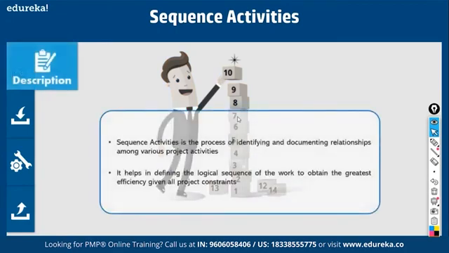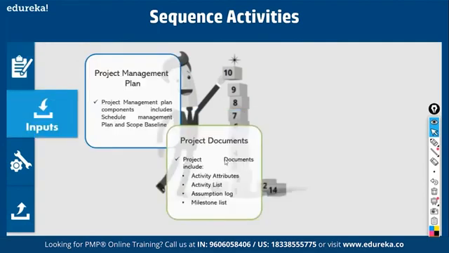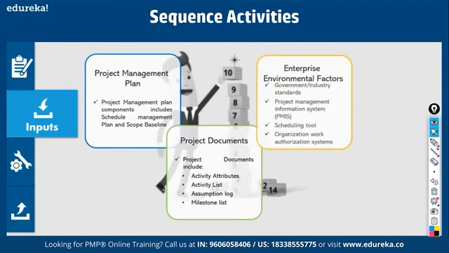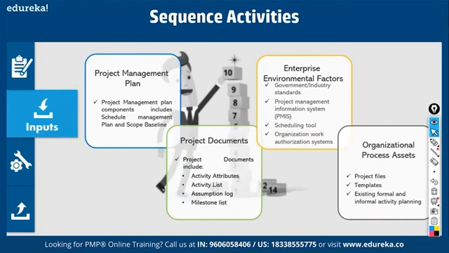So this is a process of identifying and documenting relationships among various project activities. The project management plan tells you how to decompose the scope baseline into activities and how to sequence them. So what are the project documents you require? You require a list of activities to be sequenced, their activity attributes, the assumptions and milestones. Then enterprise factors, any PMIS. What is a PMIS? Any scheduling tool or sequencing tool that you use, right? Any work authorization system, right? If there are any government standards, you have to adopt them. Then organizational processes, project files, templates, etc. You can use them.